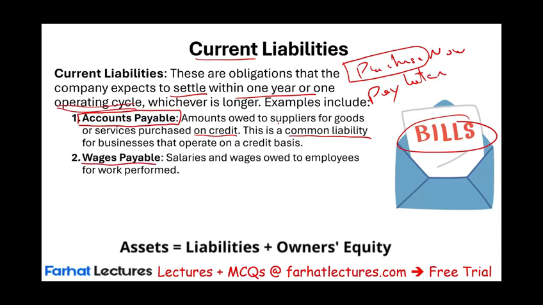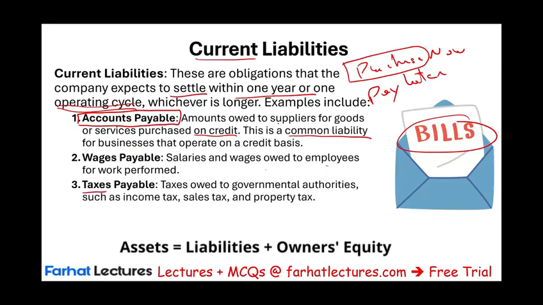Wages payable. Salaries and wages owed to employees for work performed. So when your employees worked for you and you have not paid them yet, you have a liability. It's called wages payable. Now, how do I know it's a liability? It has the word payable. Notice accounts payable, wages payable. So if you see the word payable, it's a good chance you are dealing with a liability. Payable means you have to pay it. If you have to pay it, it means you owe it. If you owe it, it's a liability. Also, if your employee worked for you, they expect to be paid in less than a year. They're not going to wait longer than a year.